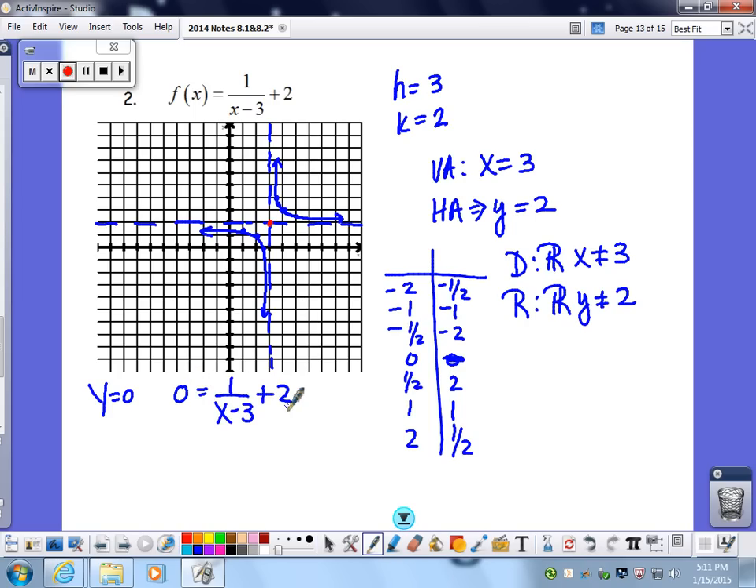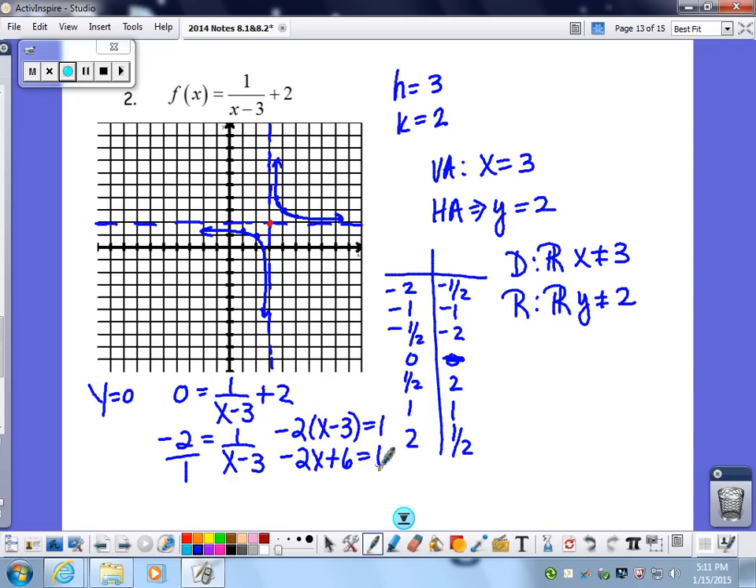Because it's not a whole point here, we can't read it from our graph. So I'm solving for x. I'm going to move the 2. Equals 1 over x minus 3. Think about it as cross multiplying this. So this becomes negative 2 times x minus 3 equals 1. Distribute my negative 2.